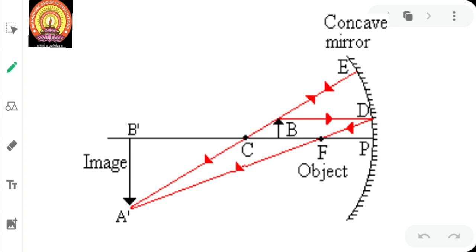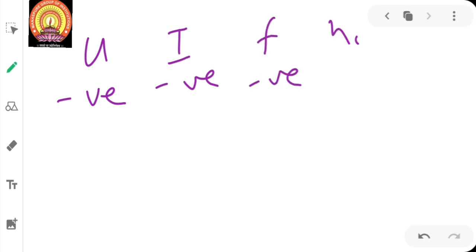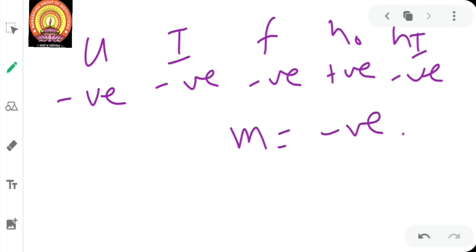So from these cases, we learn to say about the object. Where is the object now? The distance of the object, that is object distance u, is negative. Then the image distance is also negative. Then the focus, since it is a concave mirror, is negative. Height of the object is positive, but height of the image is negative, because it is in the downward direction, therefore the magnification is also negative. So this is about case 3.